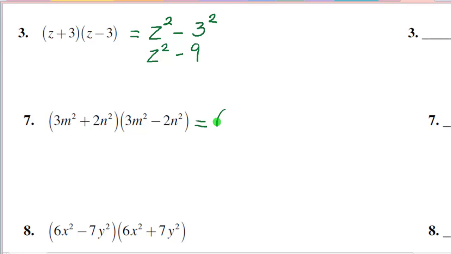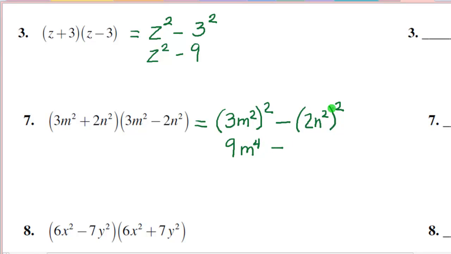So we know that our answer will be the first term squared minus the second term squared. Okay? And now let's square those. So remember, we're going to square the 3 and the m squared. So we get 9m to the 4th. Minus, and then square the 2 and the n squared, so we get 4n to the 4th. So that's our answer.